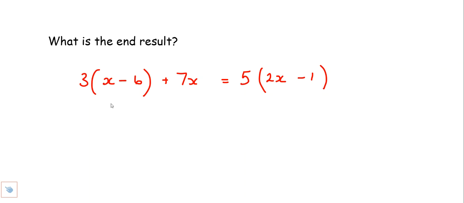Solve for x. How do we solve for x? Start me off on that side, whichever one you want. You have to expand. Okay, got it.